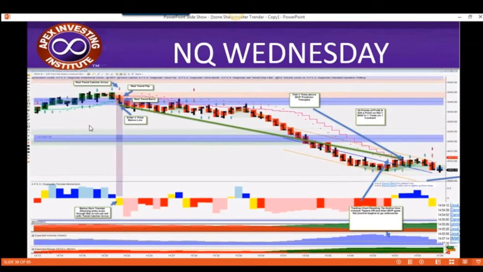Except for one thing. Look at the shaded bar color on this bar. It's orange. It's not till the next bar that it turns red. And we need everything to line up on the solid arrow bar. So what would have happened there? We would not have entered that trade, would we? And look what we'd have missed out on. Boom. 30 points, 600 bucks on one futures contract. Okay? That's why we developed the Trendar momentum indicator.